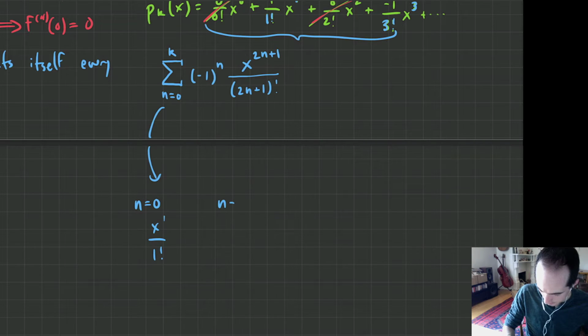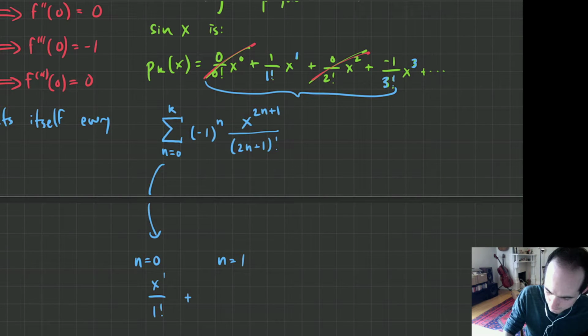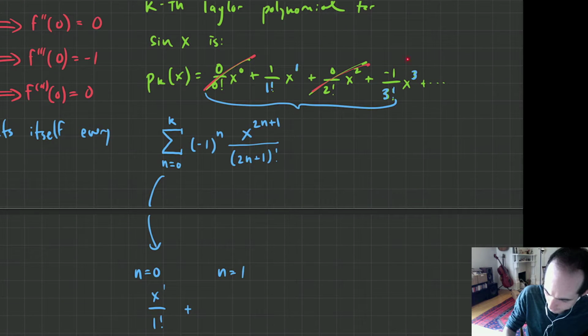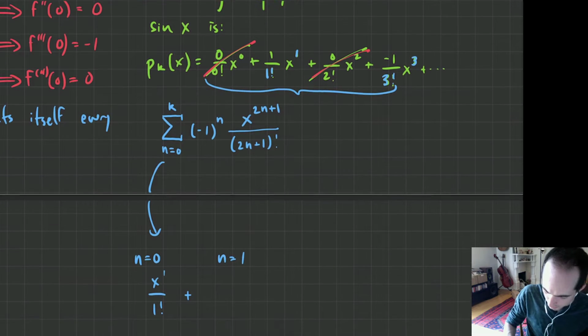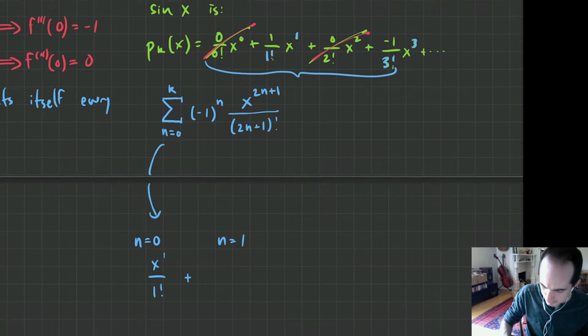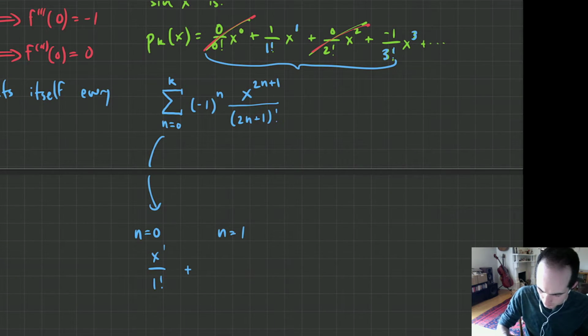When n is equal to 1, that's my next term. Hopefully we get this one right here. This is our first term; we skip the first one here because it's 0. When n equals 0, we get this one. When n equals 1, the goal is that we get this one here. So let's see what happens when we plug this in.